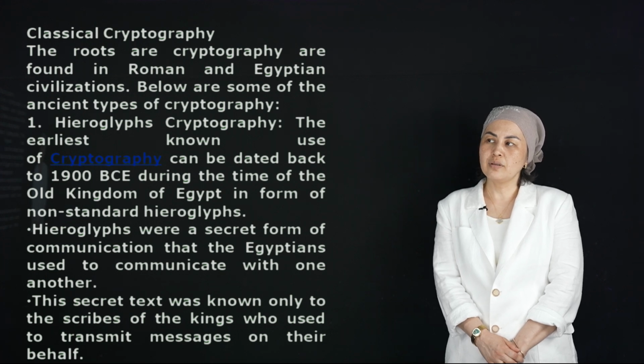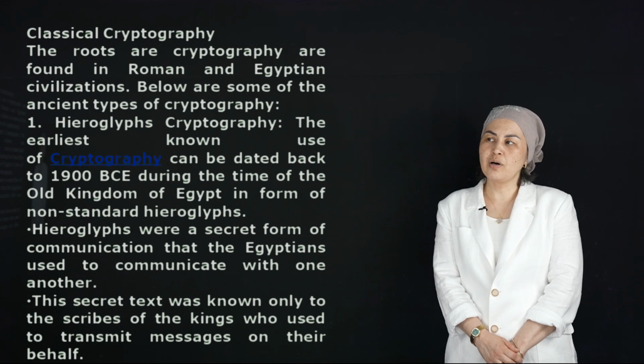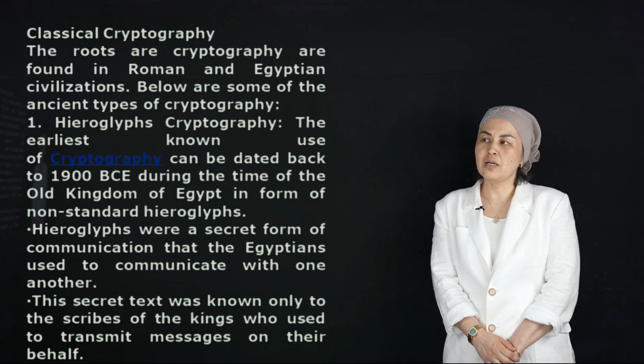Classical cryptography. The roots of cryptography can be found in Roman and Egyptian civilization. Below are some of the ancient types of cryptography.